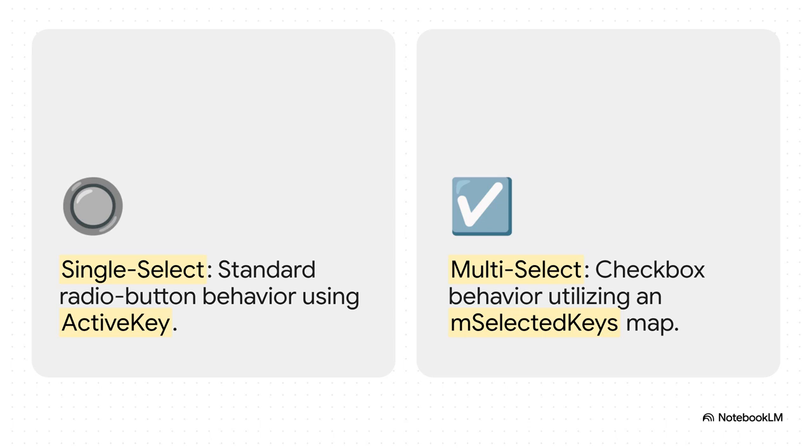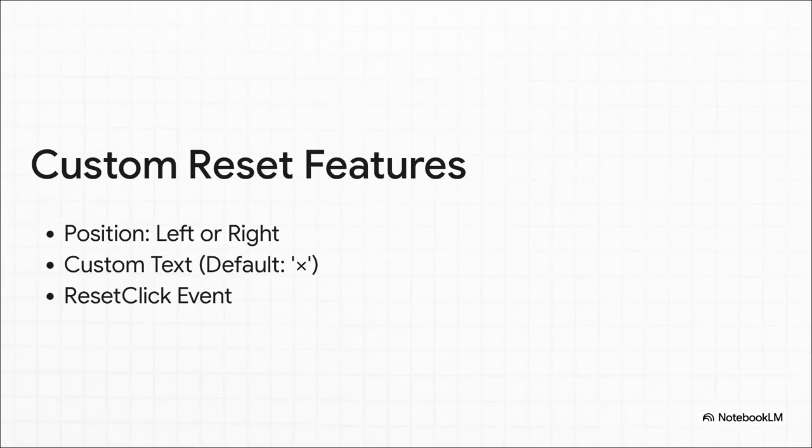But if you just toggle the multi-select boolean in the designer, the component instantly transforms. It suddenly behaves like a group of checkboxes, allowing multiple active states concurrently, which are efficiently managed under the hood using an mSelectedKeys map. Now, the crucial thing here is that if you're giving users choices, you also have to give them a way to clear those choices. Even the reset button is highly customizable.